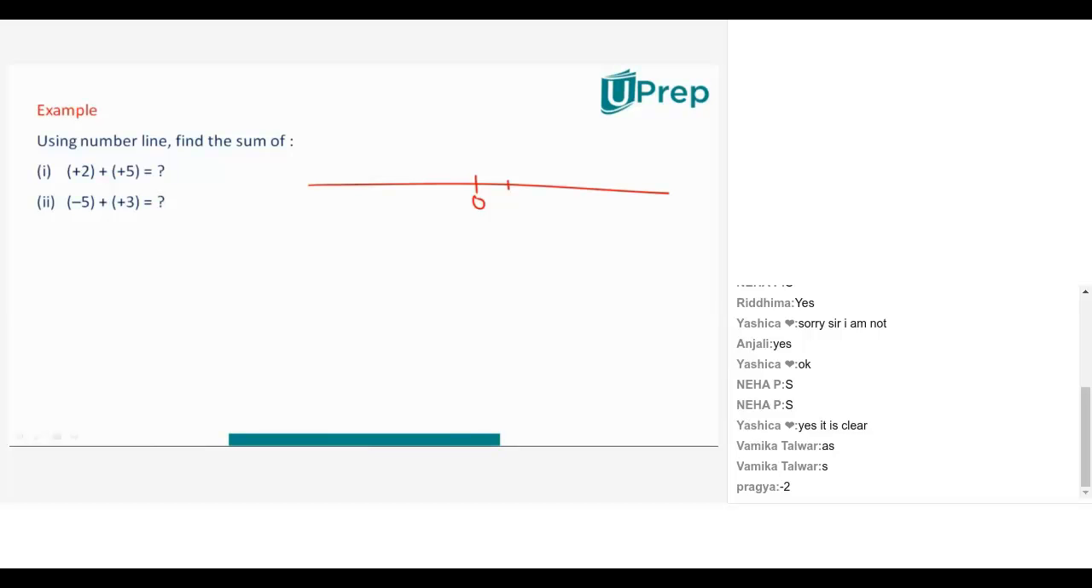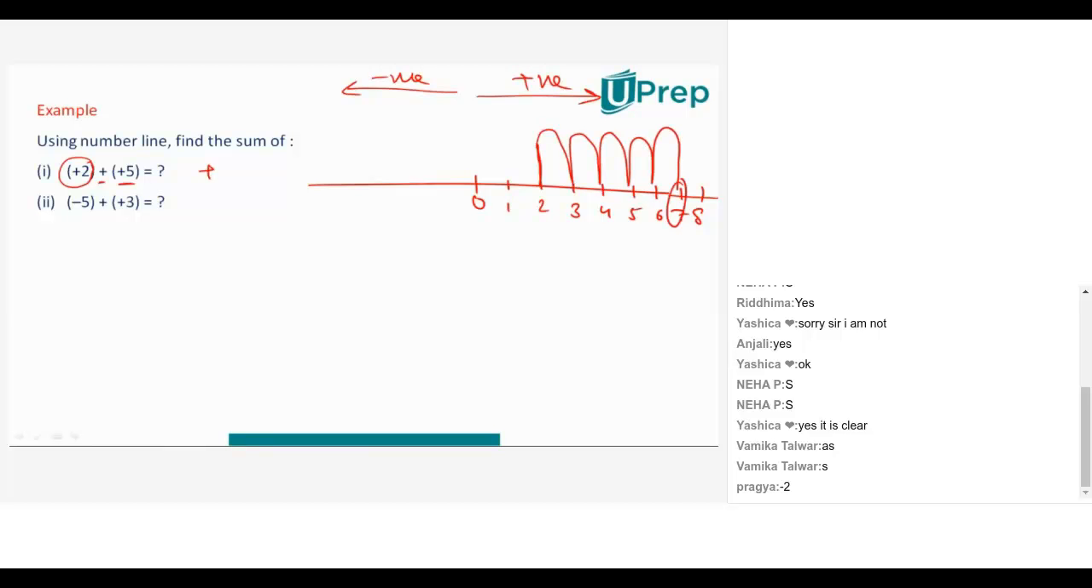I have 0, that is the wall, right? In the first one, I have to add 5 to 2. So I have 1, 2, 3, 4, 5, 6, 7. I have 2 over here. This is plus 2. All the numbers to the right of 0 are positive. All the numbers to the left of 0 are negative. This is clear. Remember the previous session. I have plus 2. That means it is to the right of 0. To plus 2, I add 5. So 1, 2, 3, 4, 5 jumps. Where do I arrive at? I arrive at plus 7.